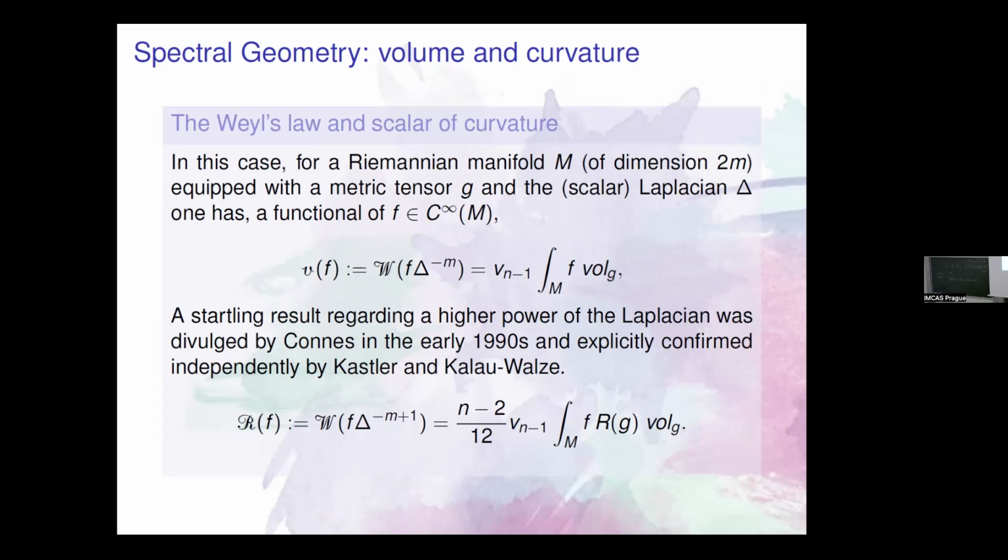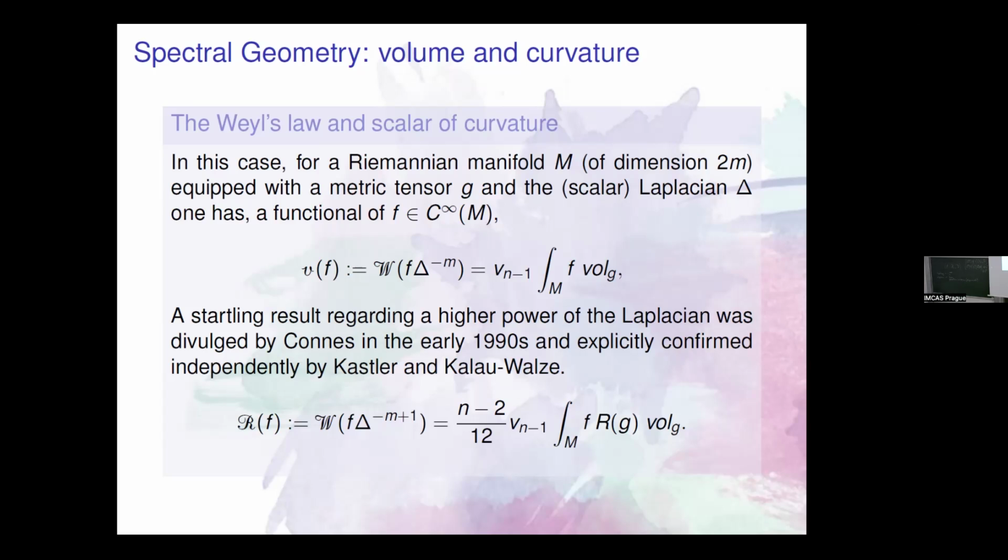Well, this is a coefficient. The coefficient, this is the volume of the n-dimensional sphere, V_n. But that's just a coefficient that comes in here. Now, you can look at what the other powers are. So you take other powers of the Laplace operator. For example, take the Laplace operator to the power minus m plus 1. So you change it by delta.